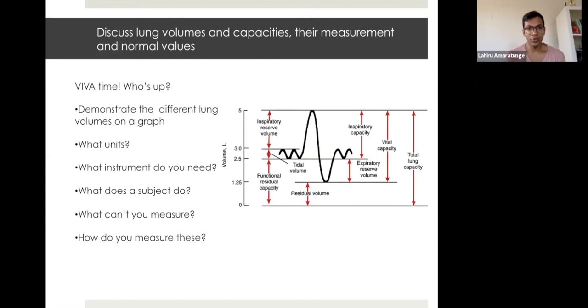With a spirometer, you can measure any of the volumes which aren't residual volume. So essentially what you said: tidal volume, inspiratory reserve volume, expiratory reserve volume, you can definitely measure, and any combinations of those that don't include the residual volume. Anything that includes residual volume, you can't measure. For example, you can't measure FRC or total lung capacity with a spirometer.